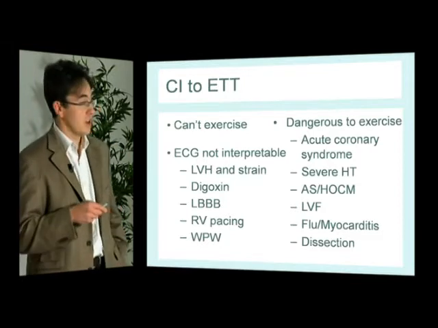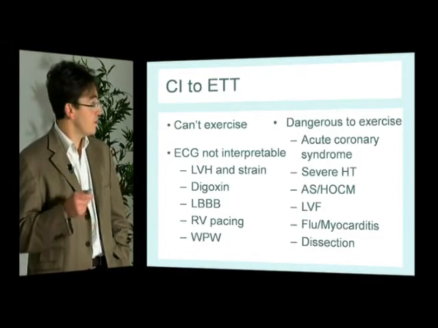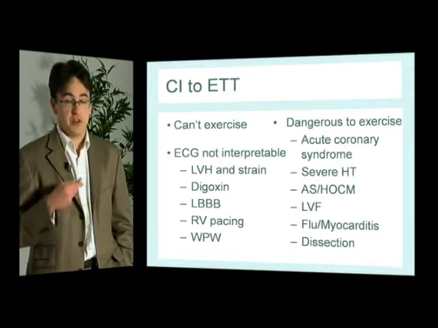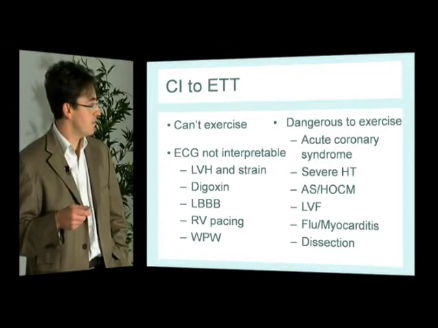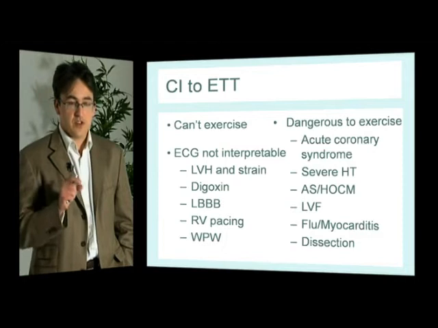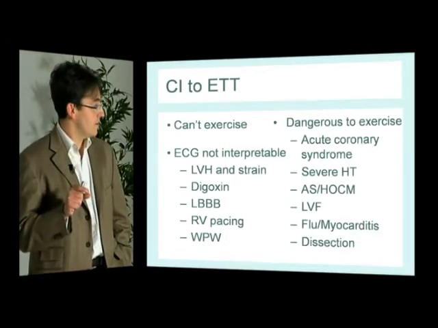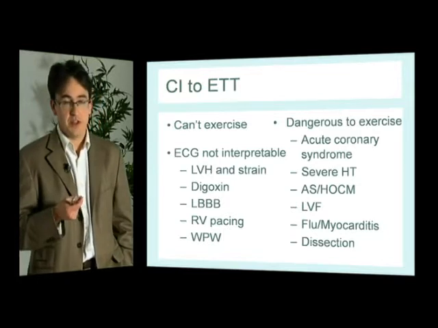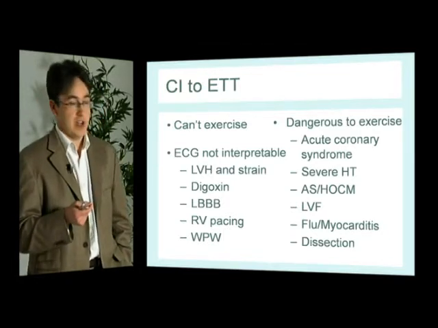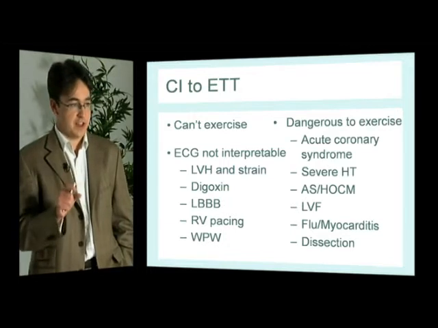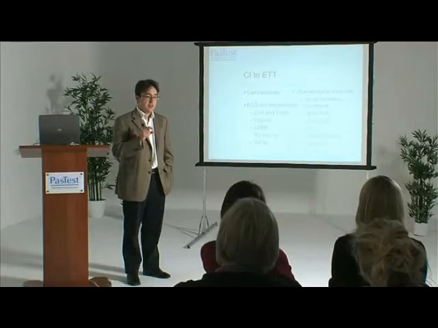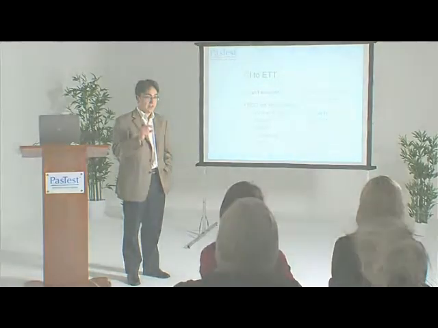Next, we move on to the group of people in whom it's dangerous to exercise. These include subjects with acute coronary syndrome, those with severe hypertension, including blood pressure more than 210 millimeters of mercury, subjects with moderate or severe aortic stenosis or HOCM, subjects with left ventricular failure, and those with an inflammatory type condition such as myocarditis, and clearly subjects who have got an active dissection. Now, in certain specialist settings, we will exercise people who have aortic stenosis or HOCM, and the reason we do this is to try and look for a gradient under exercise.